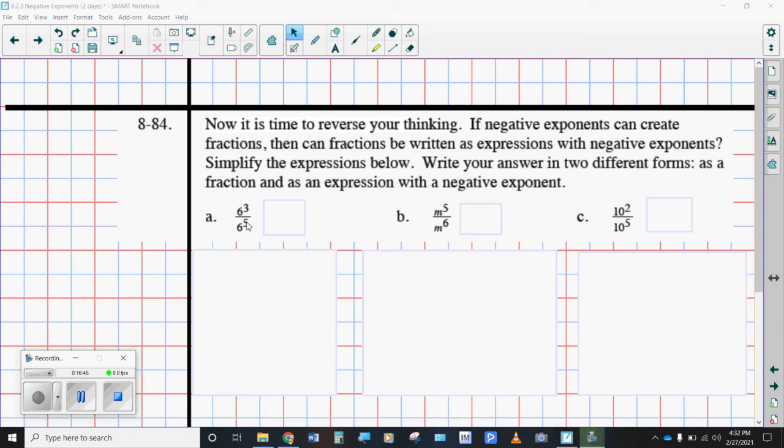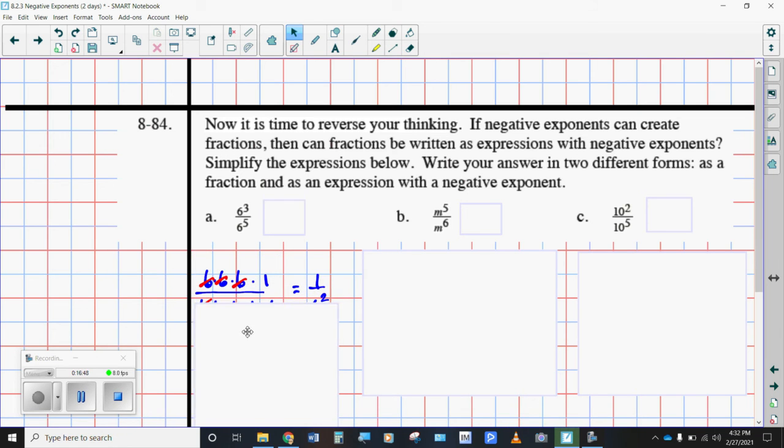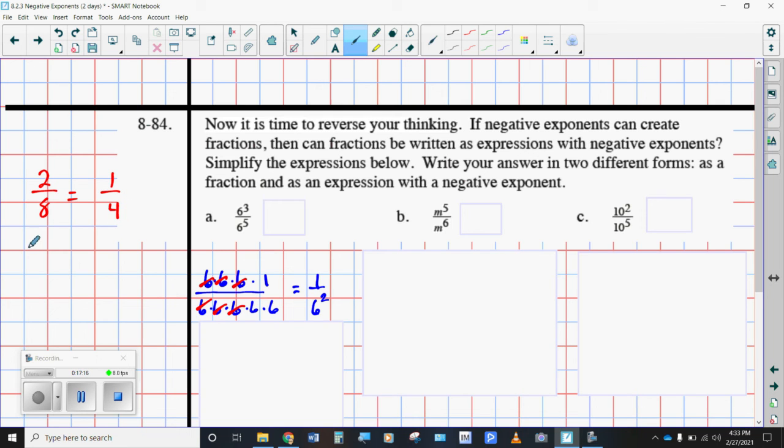Okay, so what are we going to do here? We are going to expand those out, correct? So 6 to the 3rd is 6 times 6 times 6, and 6 to the 5th is 6 times 6 times 6 times 6 times 6. Now, when you cancel out all the common factors, everything from the numerator gets canceled out. But if you recall from simplifying fractions, 2 over 8 is the same as 1 over 4. If you expanded this out to be 2 over 2 times 2 times 2, they would cancel out, but you'd still have the 1 in the numerator, right?